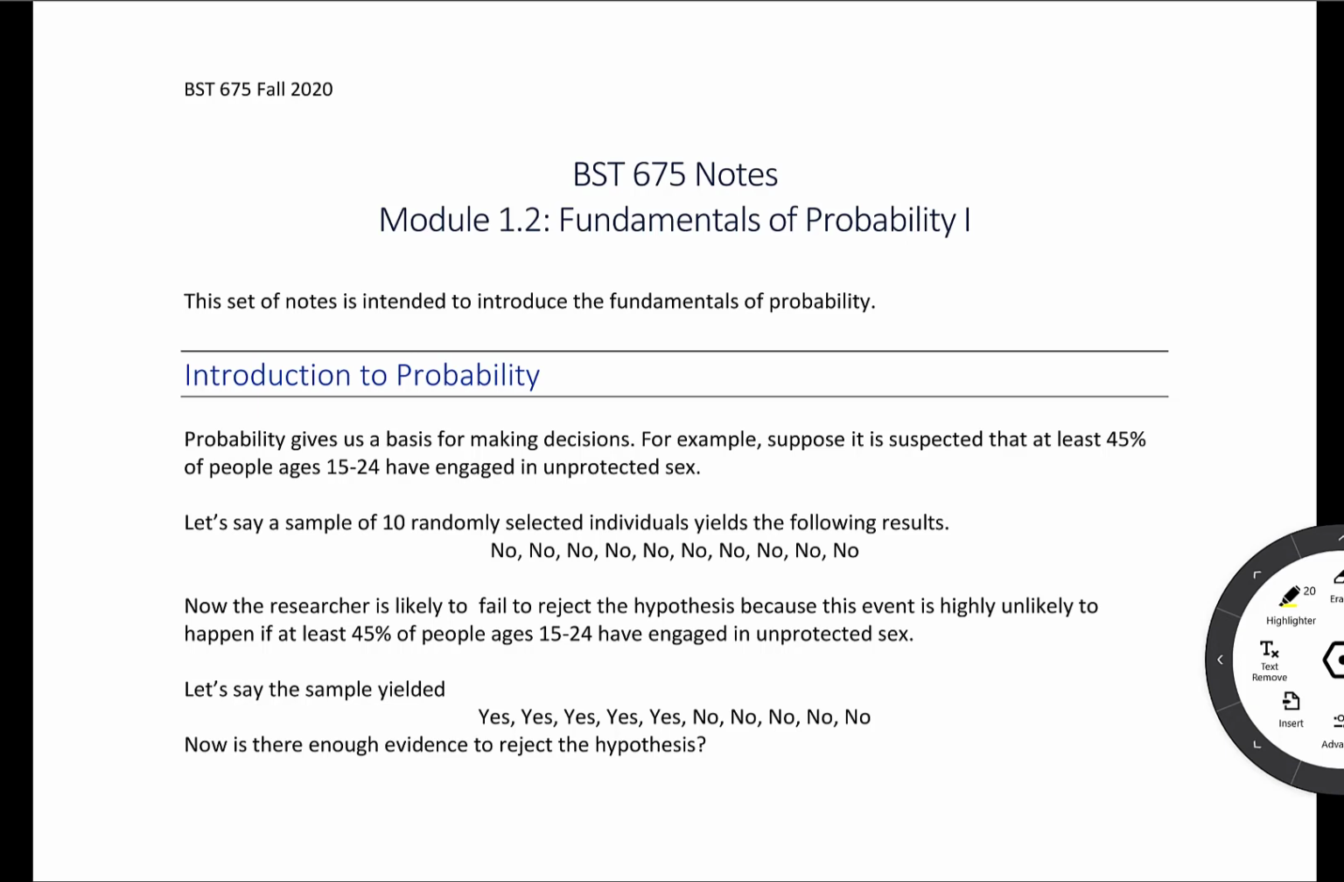Suppose it's suspected that at least 45% of people ages 15 to 24 have engaged in unprotected sex. You've probably heard questions like this before. You would ask a question like this if you were performing a hypothesis test. So for example, you might have the following hypothesis.